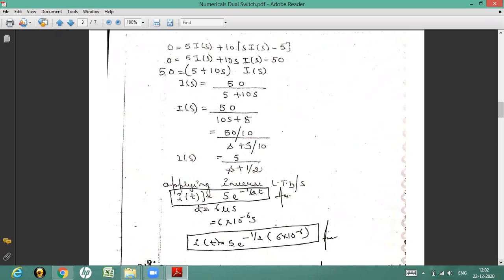This is the required answer: the current flowing in that particular dual circuit when the switch is moved from position A to B at 6 microseconds is I(t) equal to 5 e raised to power minus 1 by 2 into 6 into 10 to the power minus 6. So this is all about your first numerical of dual switch. Anybody having any doubt related to that numerical, he or she can ask me.